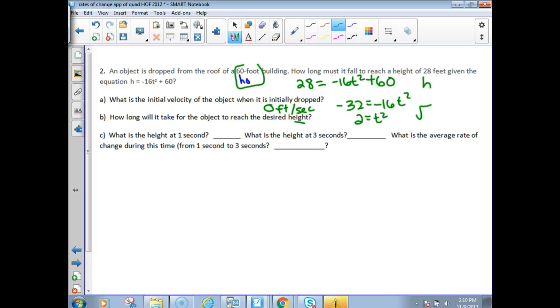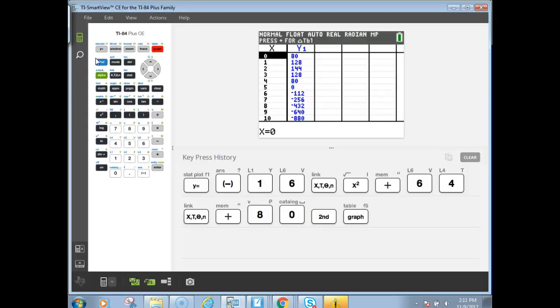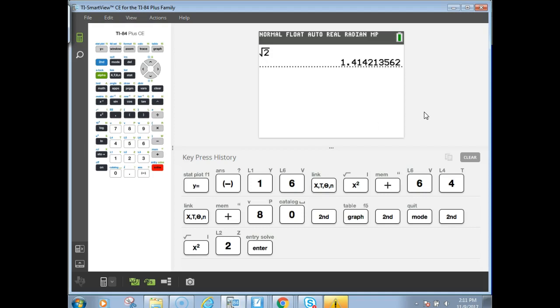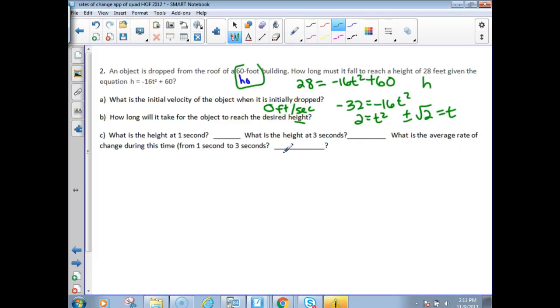And so we're going to have to take the square root. A reminder, that would be 2 solutions, but which one are we going to actually consider? The positive one, because it's talking about time. So I need to figure out what the square root of 2 is. I grab my trusty calculator, since I don't know that by heart. Second, x squared, square root symbol, 2, and it's 1.41. So 1.41 seconds.